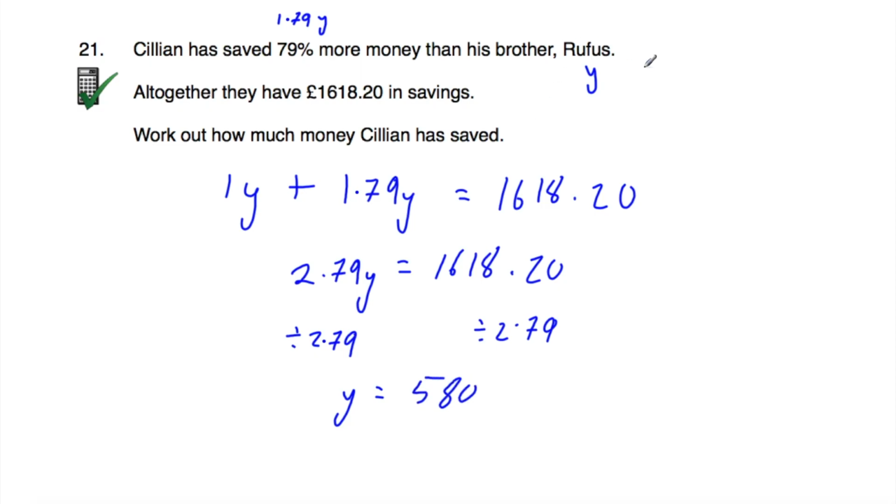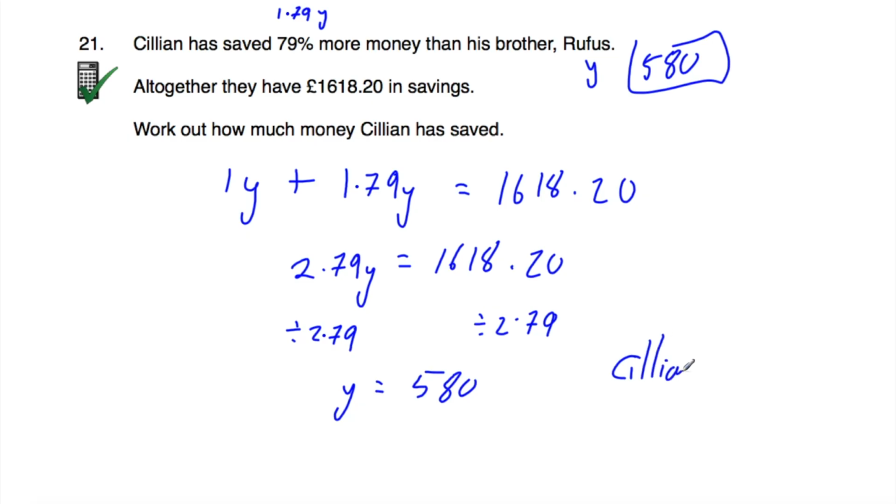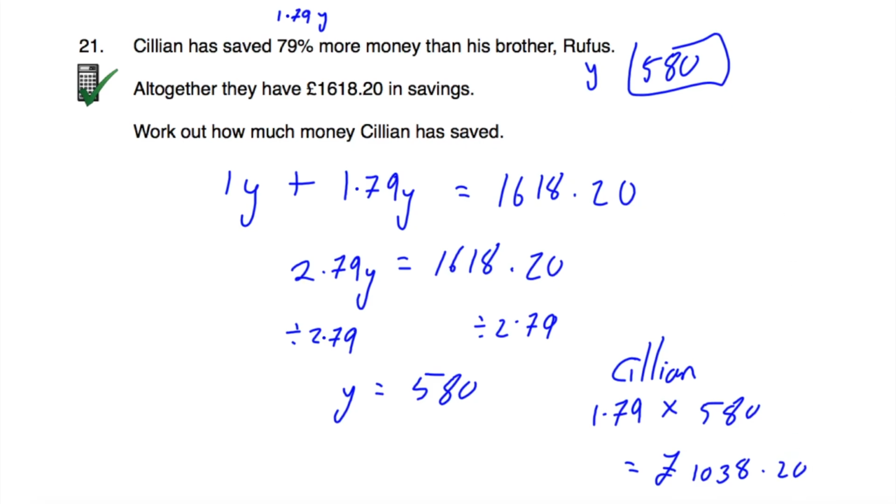So that means that Rufus has got £580, that's Y. Remember that Killian is actually 1.79Y. For Killian, we would then do 1.79 multiplied by Y, which is 580. And if we do that, we get an answer of 1.79 times 580 is equal to £1,038.20. And that's it.